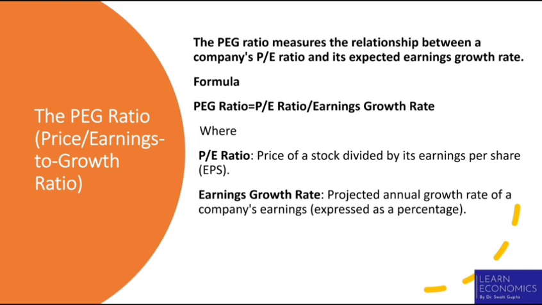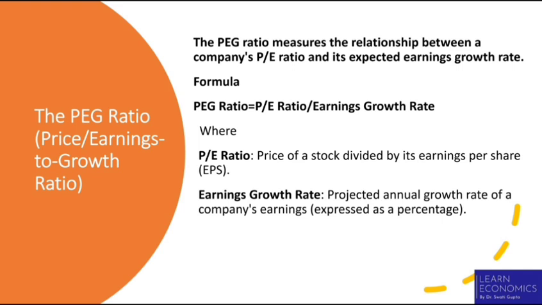It is a financial metric used to evaluate whether a stock is fairly priced. It compares a stock's PE ratio with its expected earnings growth rate. The PEG ratio is an extension of the PE ratio and considers the expected growth rate of a company, making it a more accurate way to determine if a stock is overvalued or undervalued.